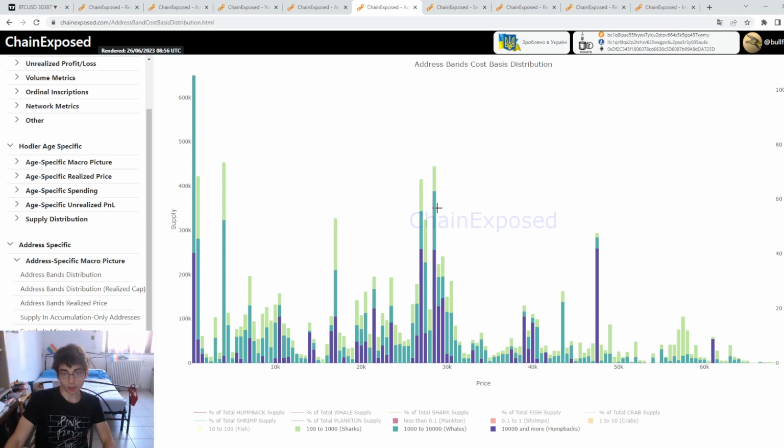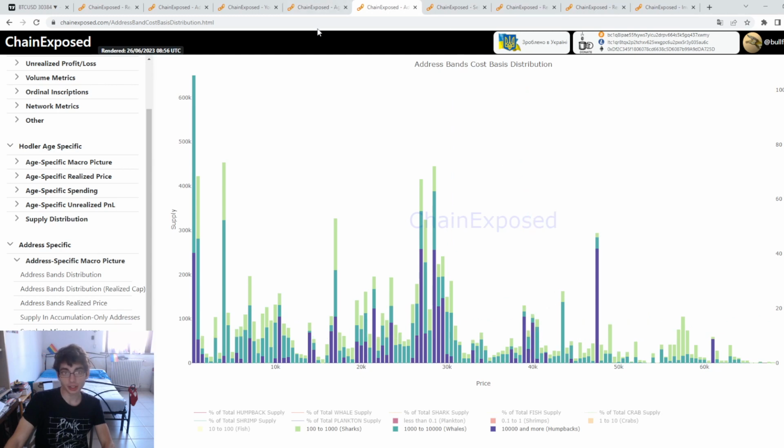These are the supports, and going forward we have also 28.5k as a support that is really huge. We have also the resistances at 39 and 40k.